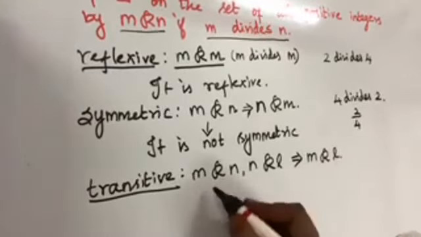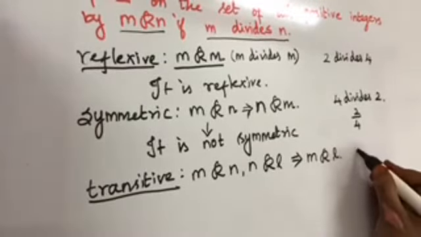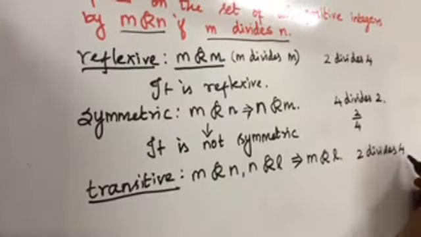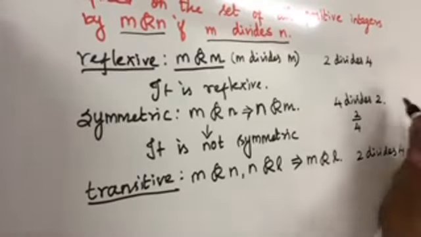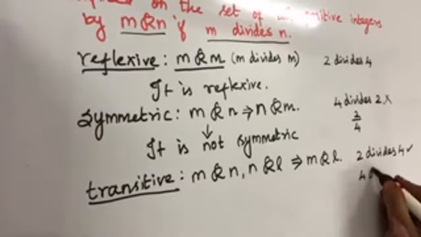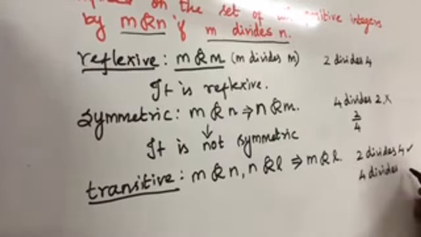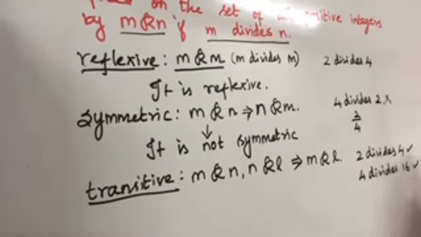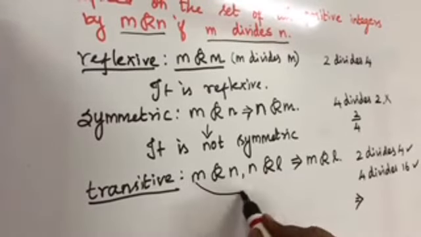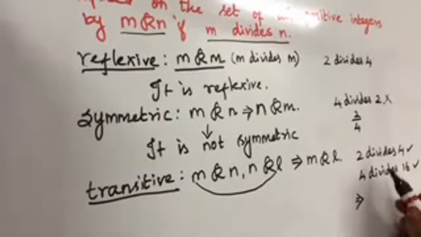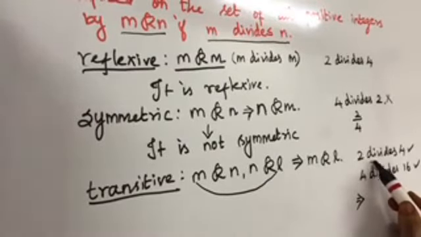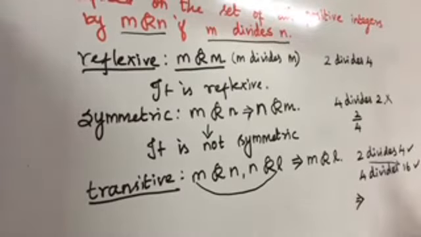So the first condition, 2 divides 4. I take the same thing, m as 2 and n as 4. Yes, 2 divides 4, it is correct. And n is related to L: 4 divides some other number, we can take 8 or 16, anything. 4 divides 16. Yes. That implies, can we write m related to L? So if 2 divides 4 and 4 divides 16, then 2 must divide 16.